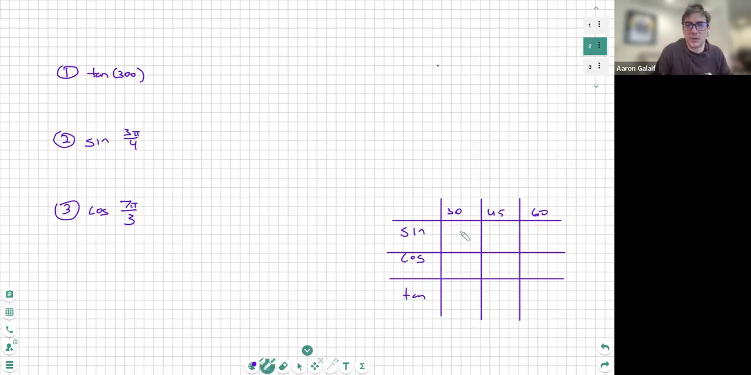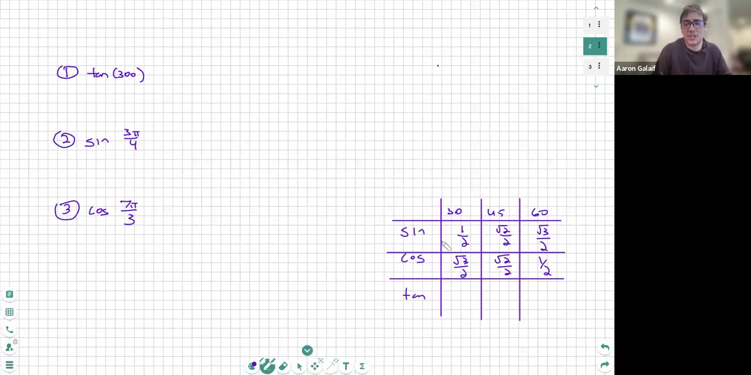Okay, so the first thing we know is the sine of 30 is 1/2. Sine of 45 is √2/2. The sine of 60 is √3/2. I almost wrote that wrong. Then the cosine is just going to be the flip version of the sine. So cosine of 30 is √3/2. Cosine of 45 is √2/2. Cosine of 60 is 1/2.